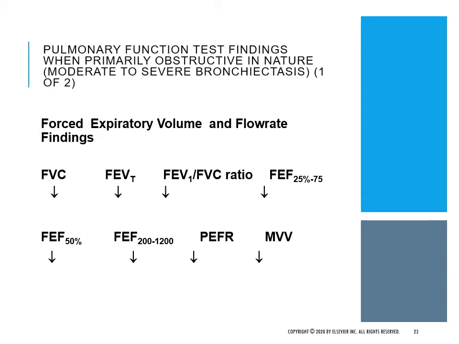Let's talk about some of the pulmonary function testing results that you may see. First, we're going to talk about obstructive results. Forced expiratory volume and flow rate findings. You may have a diminished FVC, a diminished FEV1, a diminished FEV1 to FVC ratio, and all flow rates may be diminished for obstructive, moderate to severe bronchiectasis.